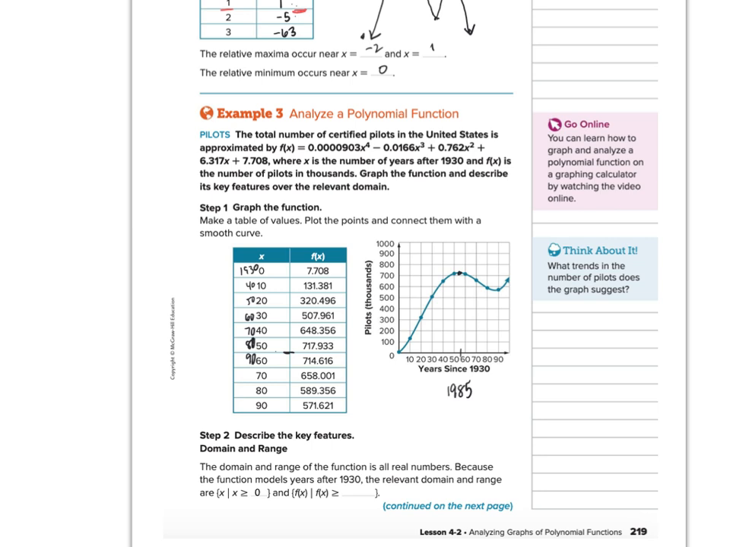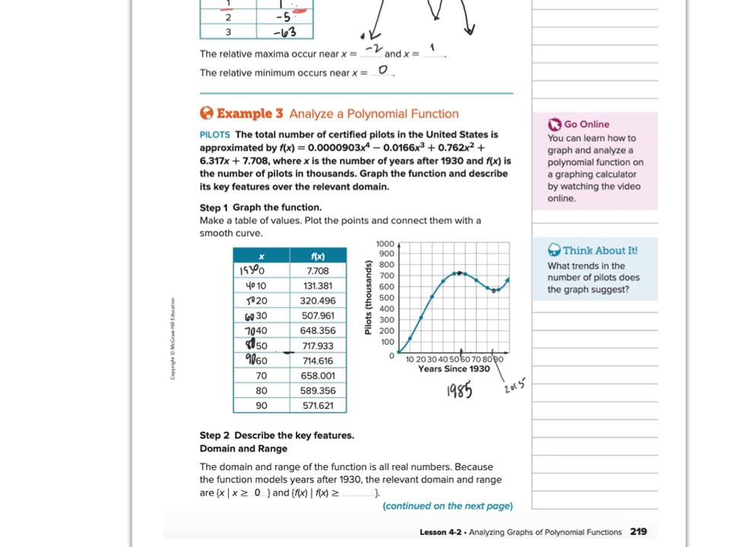I see a maximum. I also see a relative minimum here occurring somewhere between, let's see, this is 1985, 95, 2005, about 2015. Right, 2015, we started to see an uptick again.